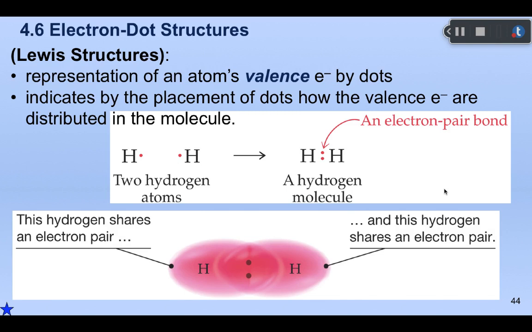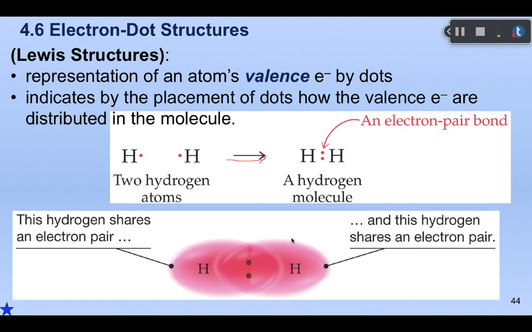Okay, so these Lewis structures will be for things as simple as hydrogen. That's the simplest possibility, apparently. And each hydrogen has 1 electron represented by a dot. If you bring the 2 hydrogen atoms together to make a hydrogen molecule, well, now you have 2 electrons between the 2, shared electrons. The shared electrons constitute a covalent bond.